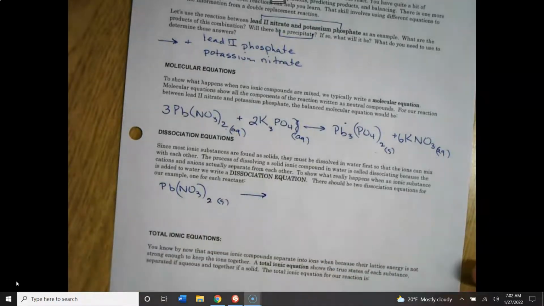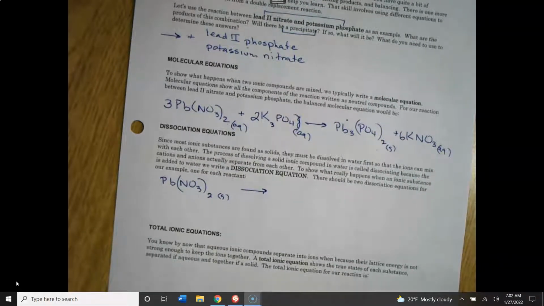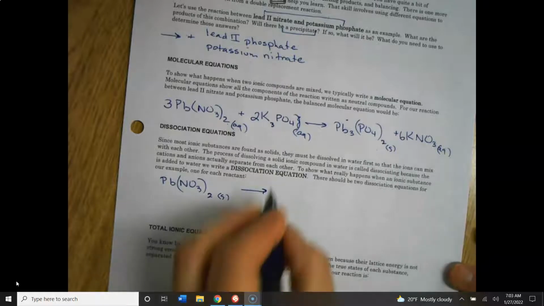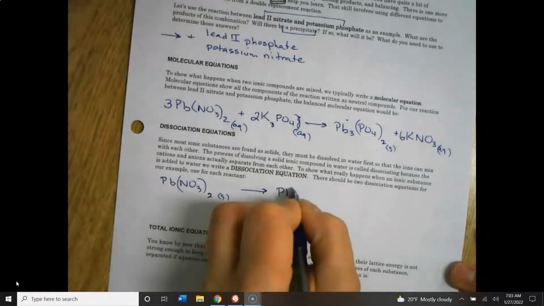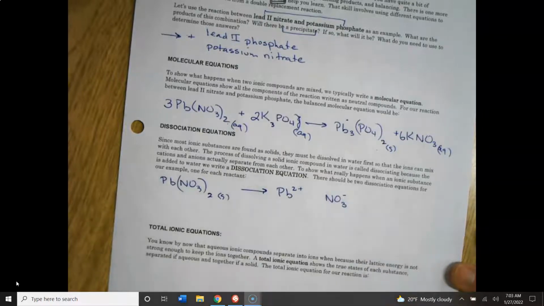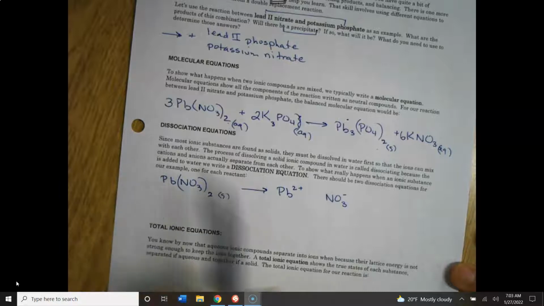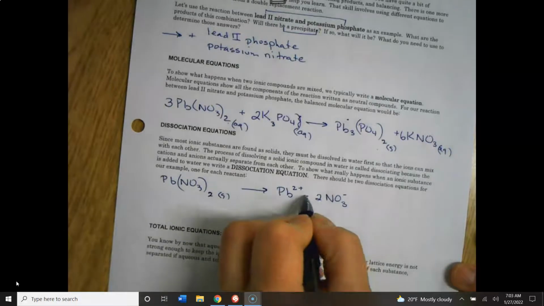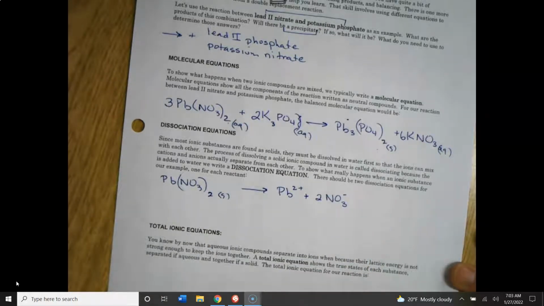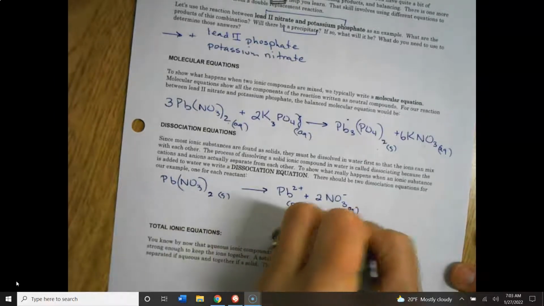Since it's soluble and it's ionic, the ions split up. So that's what a dissociation equation is showing you. It's showing you the dissociation of the lead ions from the nitrate ions. Now, I still want to make sure that it's balanced, so I've got one lead, but I have two nitrates. And I want to show that they are aqueous, so I'm going to put an AQ there.